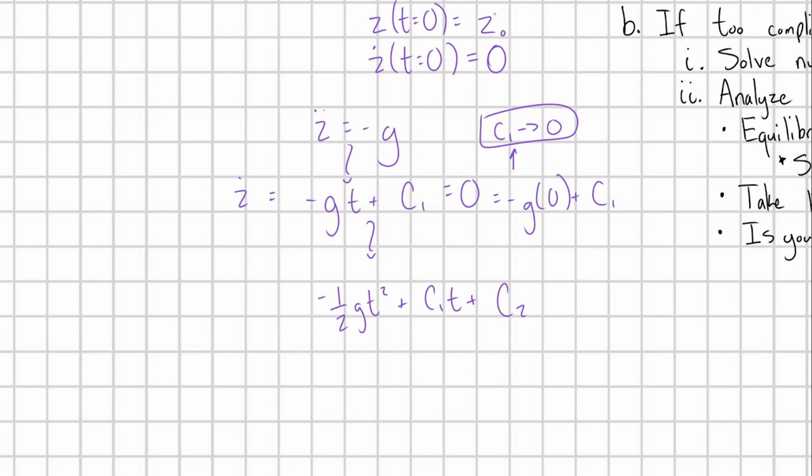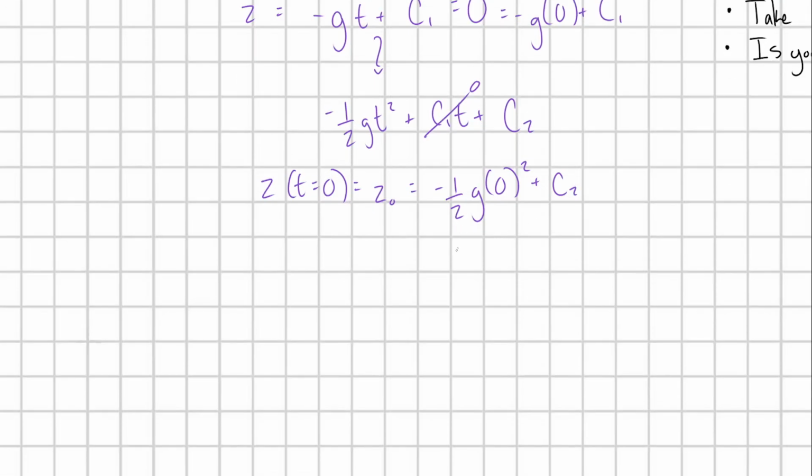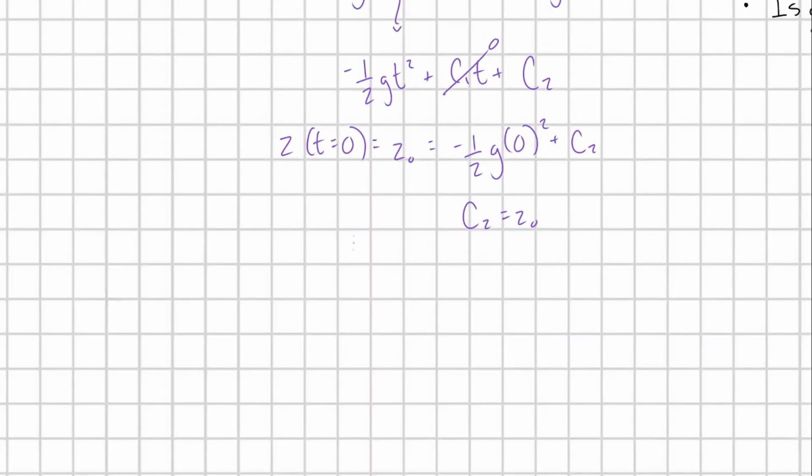So then next we go ahead and apply this initial condition here. We have already that c1 is going to 0 out. So next, z at t equals 0 is equal to z naught, which equals minus 1/2 g times 0 squared plus c2. And we can immediately see here that c2 is equal to z naught. So in other words, our equation of motion, z as a function of time, is z naught minus 1/2 g t squared. Beautiful.